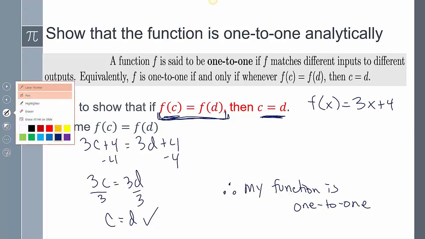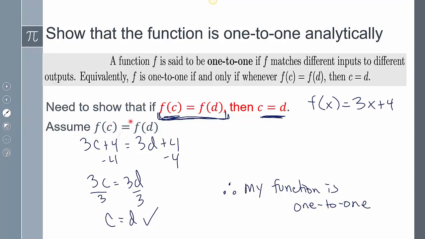Like I said, you assume f of c equals f of d, so there's my f function with c plugged in, there's my f function with d plugged in, and you simplify it down to where you get c equals d. Now if you can't show this, then your function is not 1 to 1.